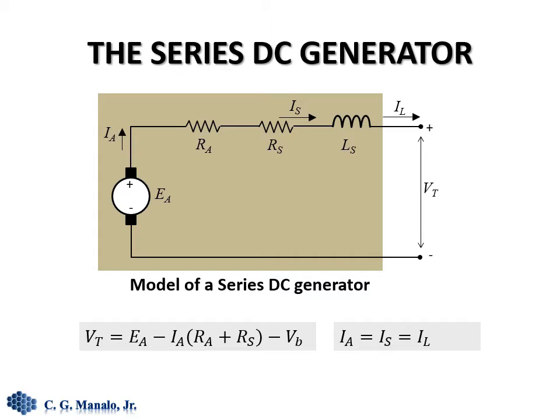So these are the working equations for the series DC generator. Again, we see that the armature current, the series field current, and the load current are all equal because they're all in series.